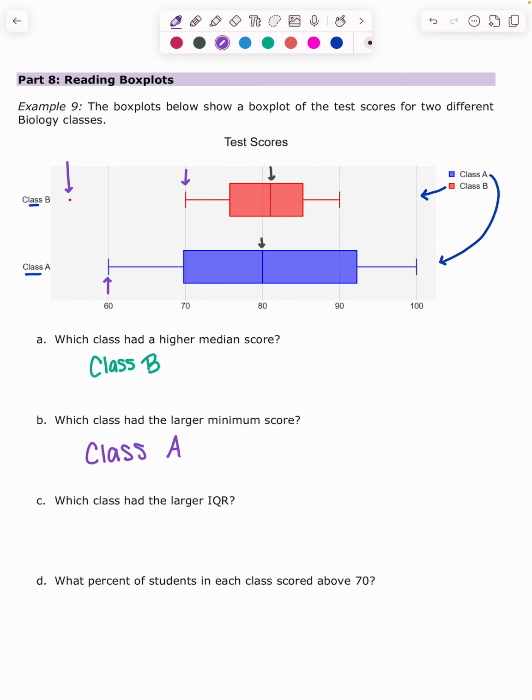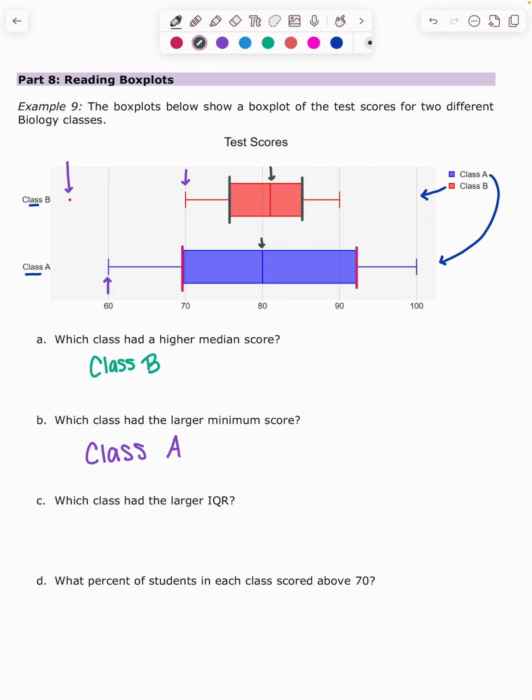Which class has the larger IQR? The IQR is the difference between Q3, which would be this line, and Q1, which would be this line. And then on this graph, that would be here. Oh, that's still really hard to see. Let me do a darker color. That would be here and here.